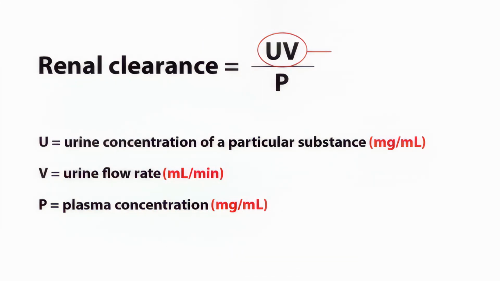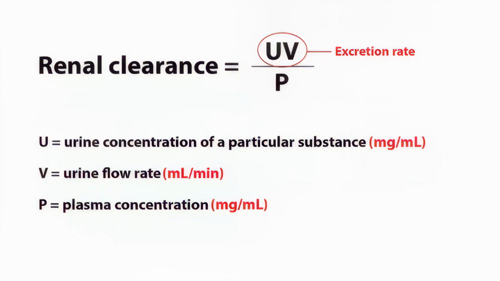UV over P. U is the urine concentration of a particular substance, V is the urine flow rate, and then P is the plasma concentration. So UV over P is the urine concentration times the flow rate divided by the plasma concentration. In the first part of that equation, urine concentration times the flow rate, or UV, that's also referred to as the excretion rate. How much of a substance is being excreted from the body per unit time? 100 milligrams per minute, for instance. Pay attention to the units, milligrams per minute, amount per unit time. Then if UV is the excretion rate and you divide that by the plasma concentration, that's clearance. Milligrams per minute divided by milligrams per milliliter gives these units of milliliters per minute, which again is volume per unit time.